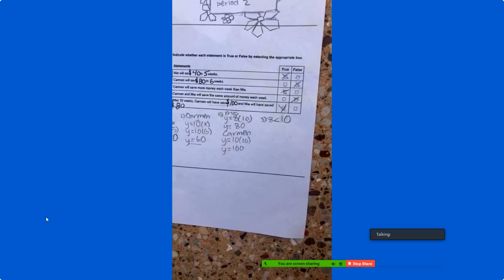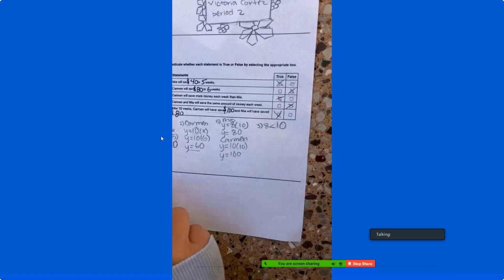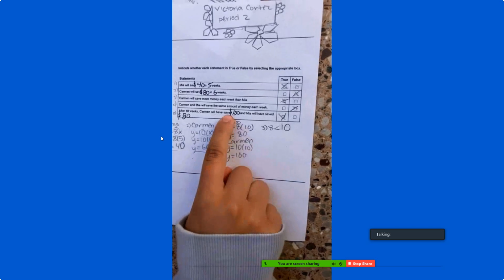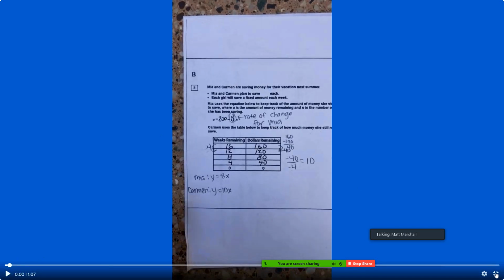If you plug in 10, it equals 80, so that's true. And then for Carmen, if you plug in 10, it gets 100, so it's true. Good job. Other than the sideways action, that was excellent.